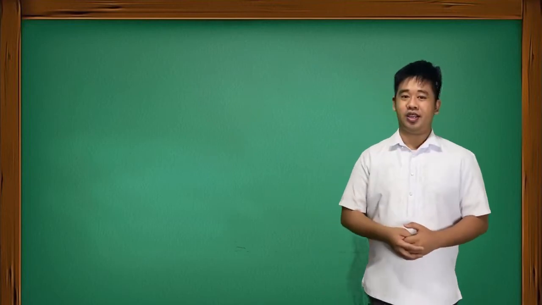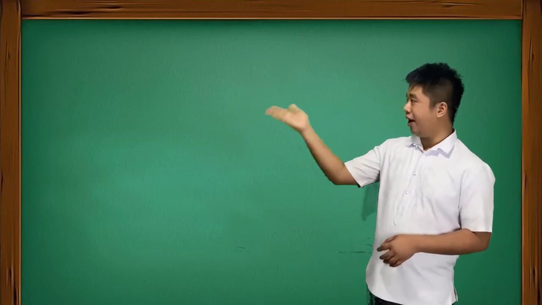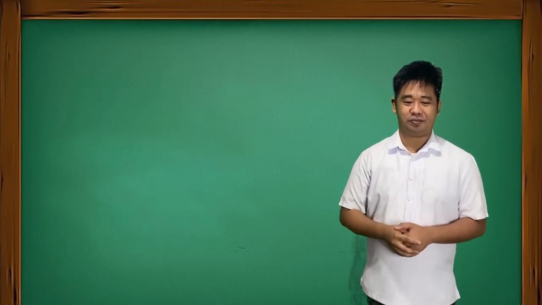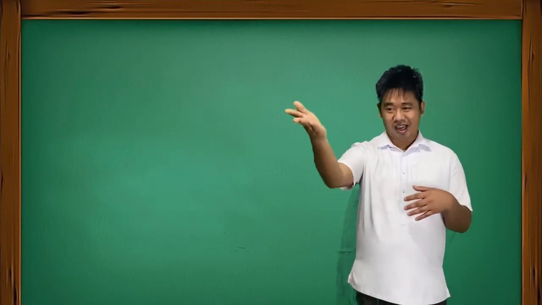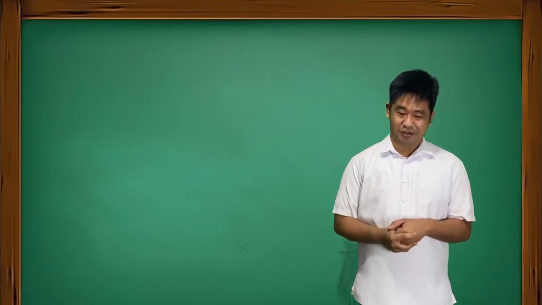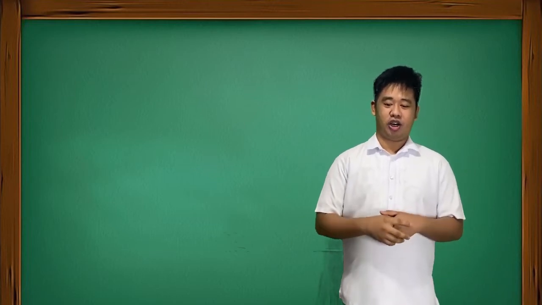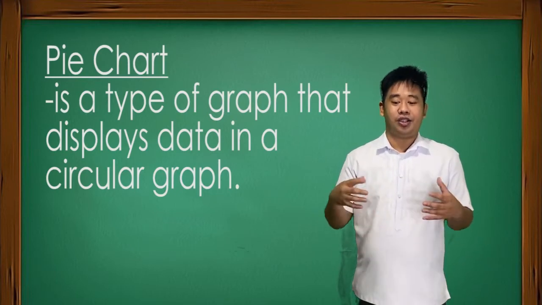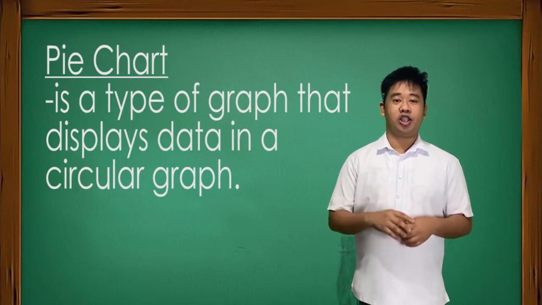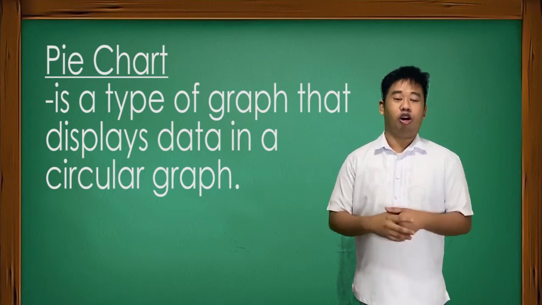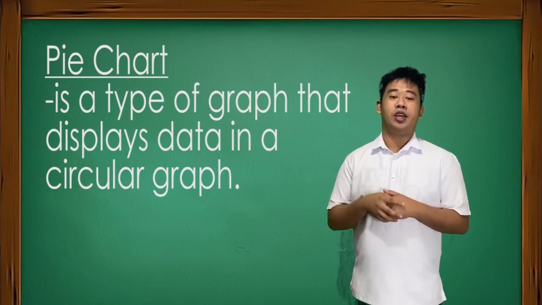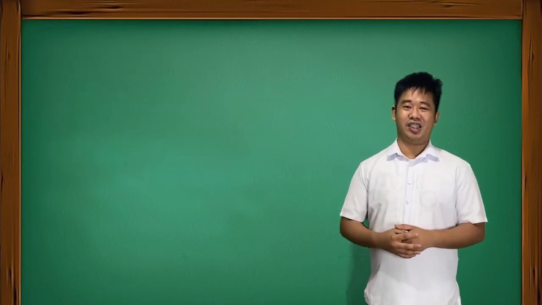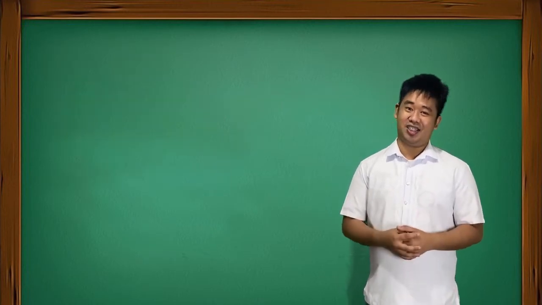Our first activity is entitled Pie Chart Analysis. Do you know what is pie chart? Yes? Very good. When we say pie chart, it is a type of graph that displays data in a circular graph. The pie chart will give you a snapshot of how a group is broken down into smaller parts. Again, our activity is entitled Pie Chart Analysis.